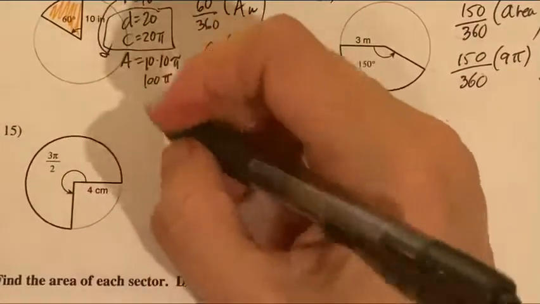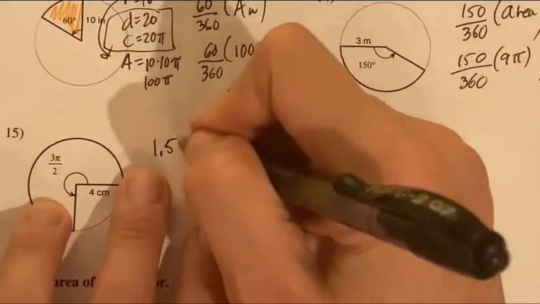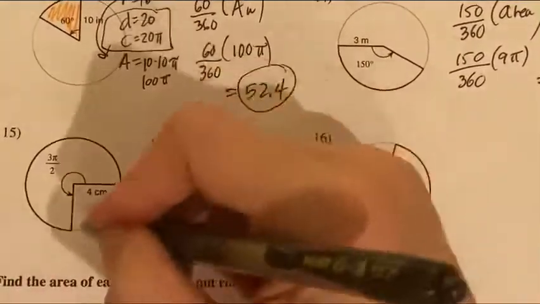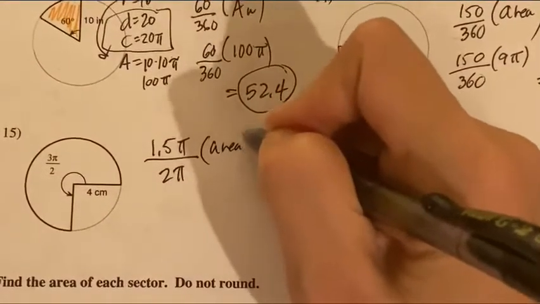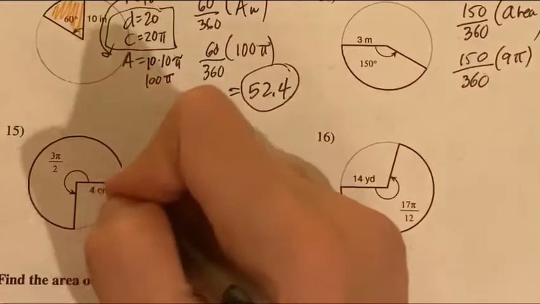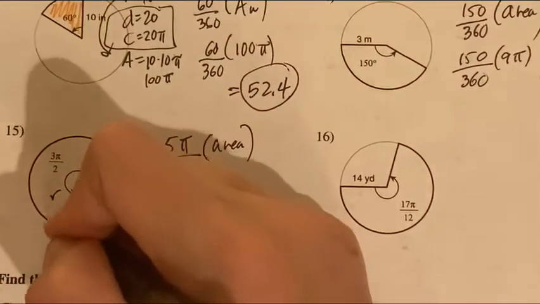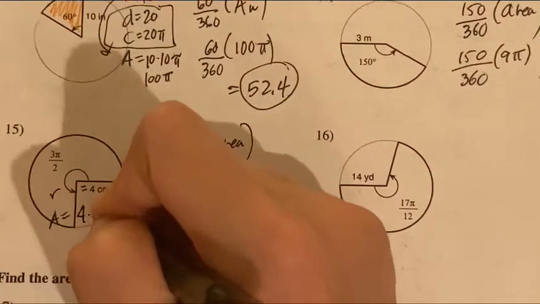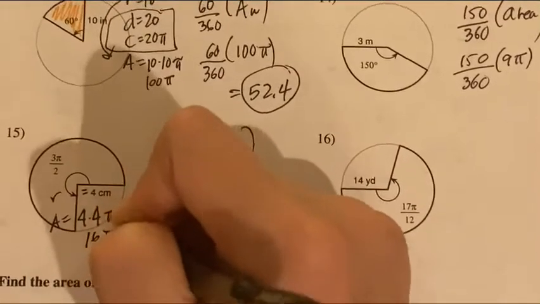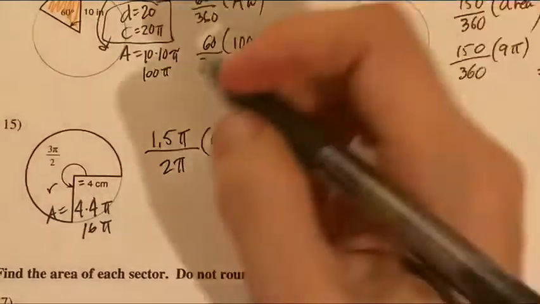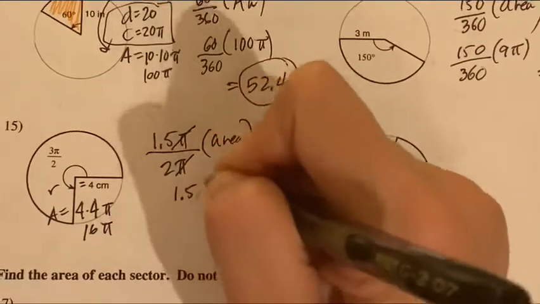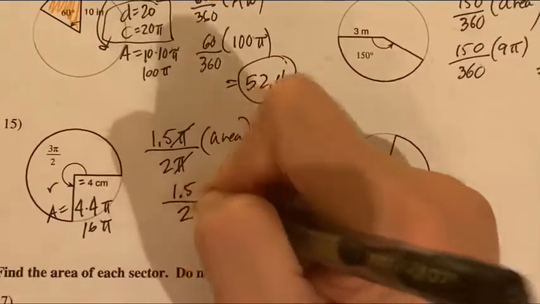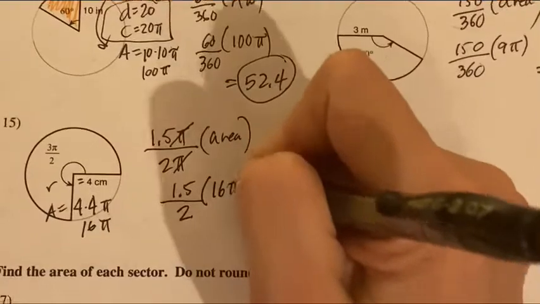Now they turn them into radians. So I have 1.5 pi all over, what's the whole thing? 2 pi. And then I need to take it times the area of the whole thing. Okay, so what is the area of the whole thing? If the radius is 4, the area is the radius times pi, or 16 pi. So these pi's cancel, so I just have 1.5 divided by 2 times 16 pi.